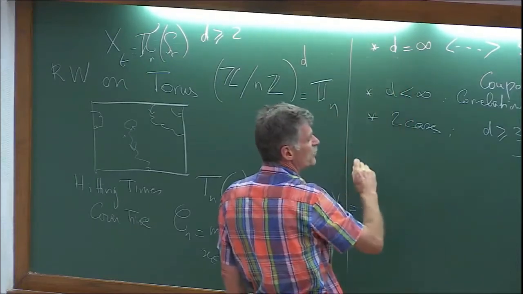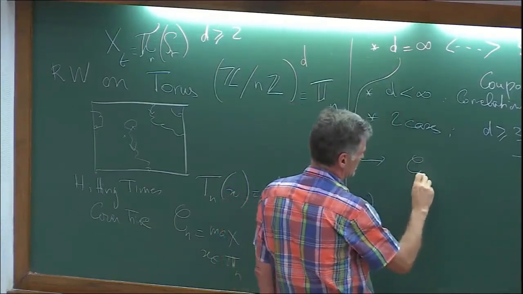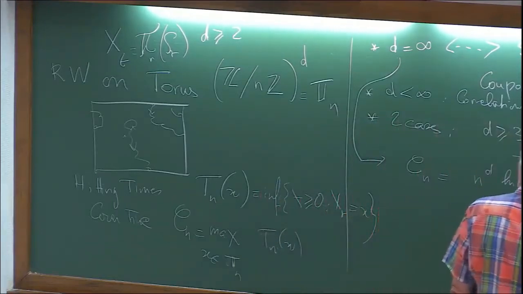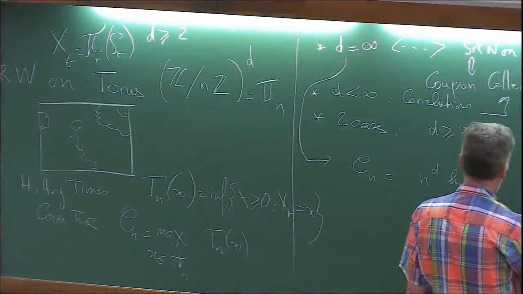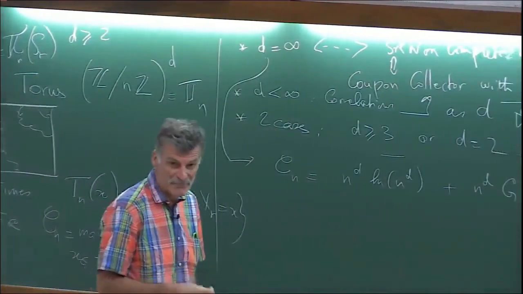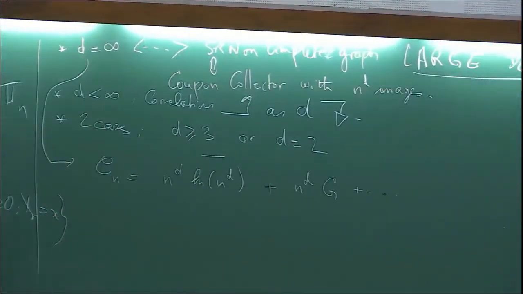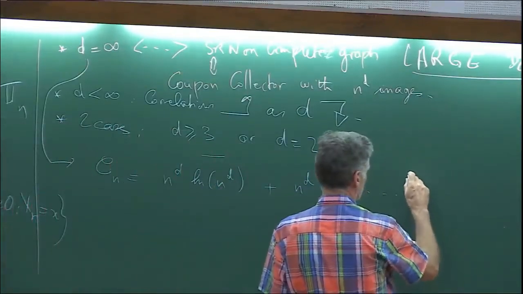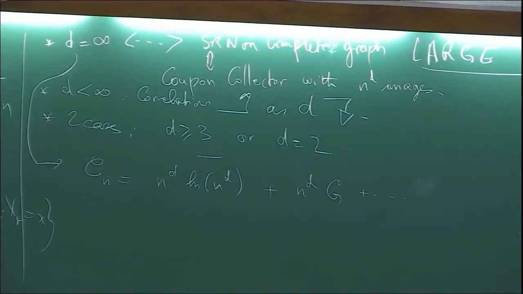So in the coupon collector case, what you know is that C_n is n^d log n^d. That's the law of large numbers for the coupon collector, the first term. And you have fluctuations which are given by the Gumbel distribution. I denote it by G, not the Gaussian, but the Gumbel distribution. Okay, and then you have higher order. So you have a law of large numbers, you have a fluctuations theorem, and this goes back to Erdős and Rényi in the early 60s.